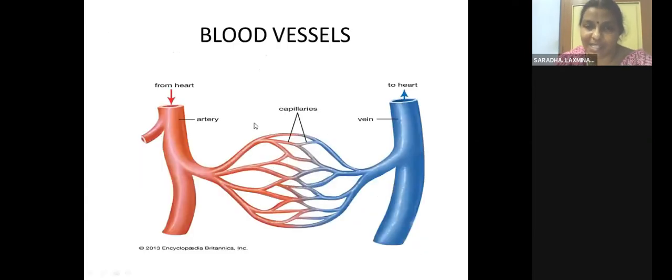Now, blood vessels. Shall I proceed with the second topic? The first one is blood. Now I am proceeding with the second topic, the blood vessels. Shall I, teachers? Yes, ma'am.